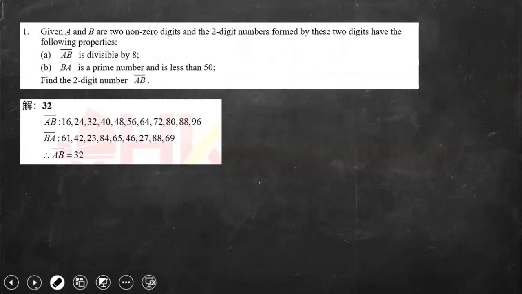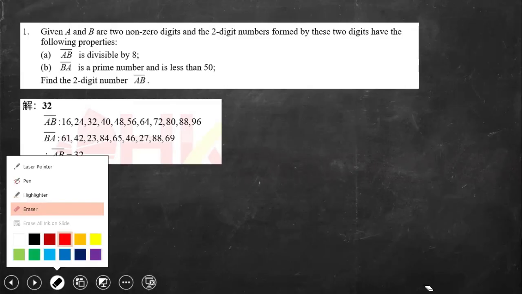Given A and B are two non-zero digits, and the 2-digit numbers formed by these 2 digits have the following properties. AB is divisible by 8, and BA is a prime number and is less than 50. So find the 2-digit number AB.